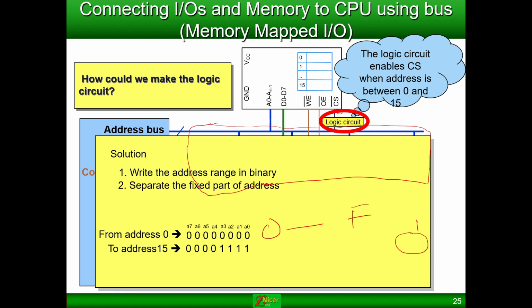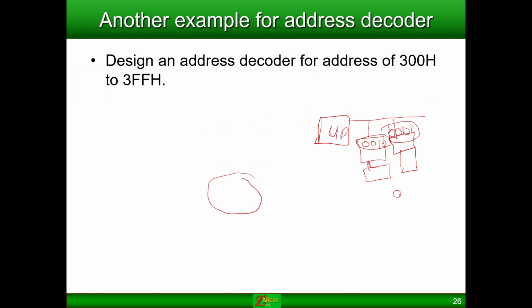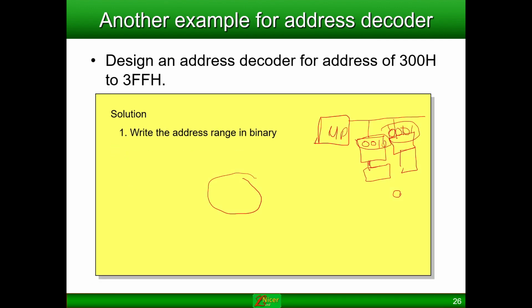Separate the fixed part of the address and use a NAND. Design a logic circuit whose output activates when the fixed address is given to it. So here they have used a NAND for the control signal. The example for an address decoder: design an address decoder for the address range 300H to 3FFH. The H denotes that the address is in hexadecimal.